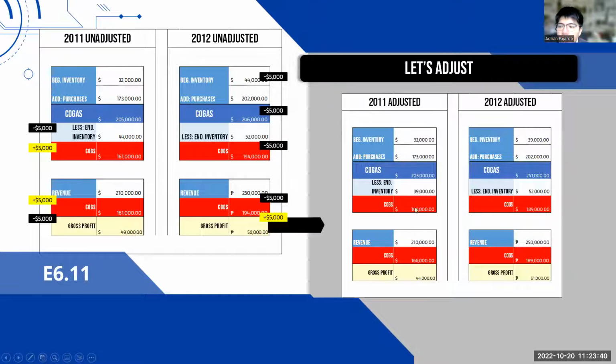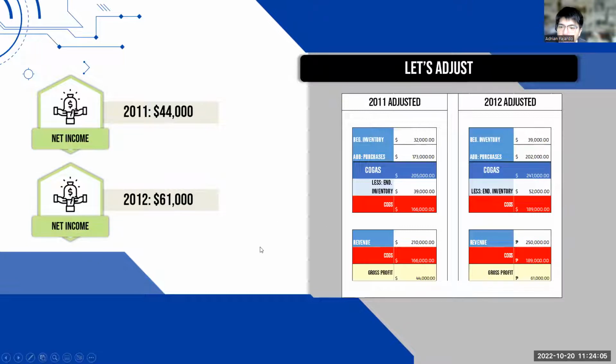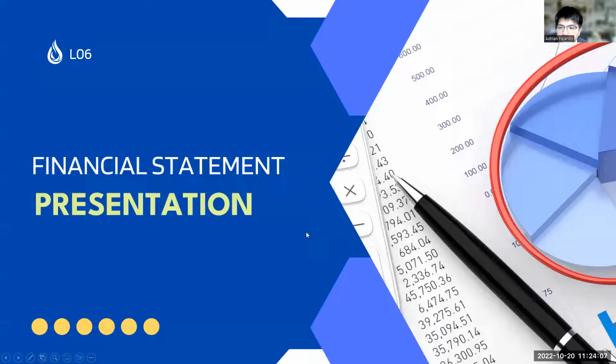So now, the correct one would be ending inventory at 39,000, COGS at 166,000, gross profit of 44,000. And then for beginning inventory, it's the same, ending inventory of 39,000. COGAS will be 241,000. COGS would be 189,000. And the gross profit is 61,000. So net income is 44,000. In 2012, it's 61,000. Right? So that's basically the ending inventory.